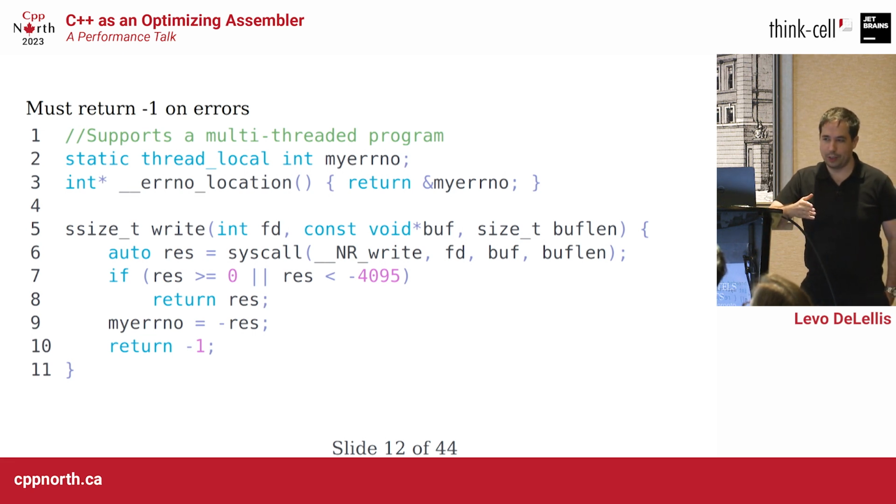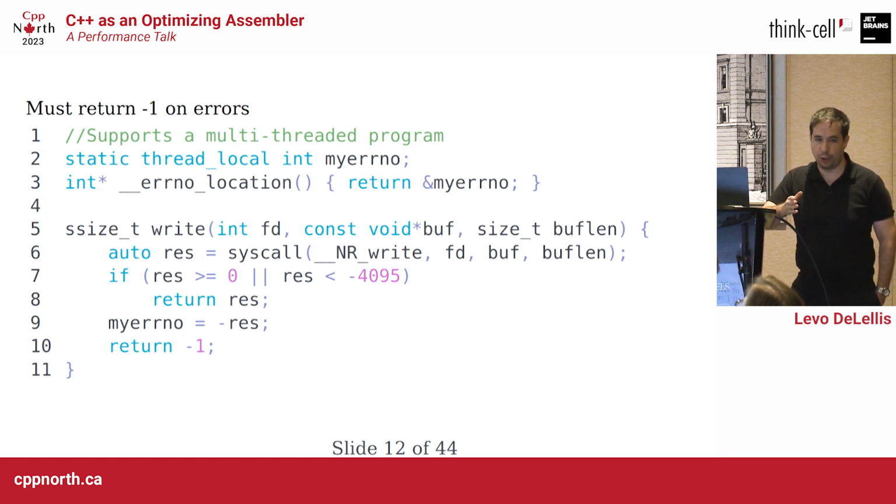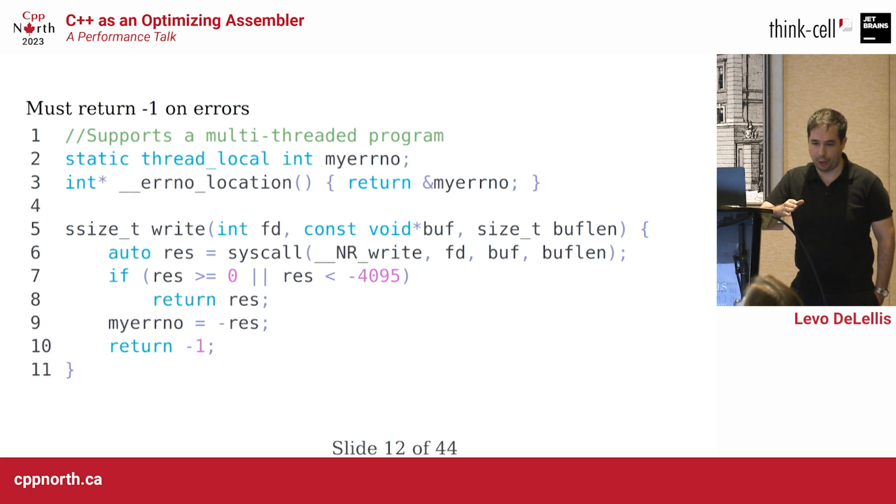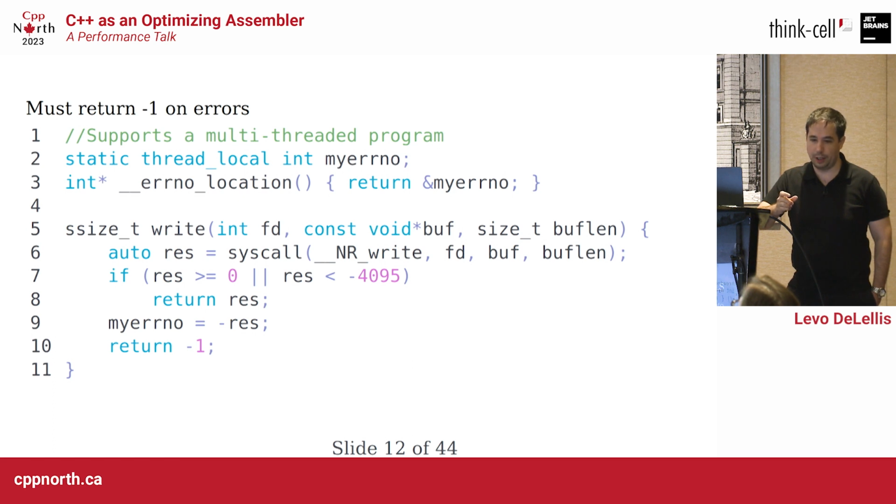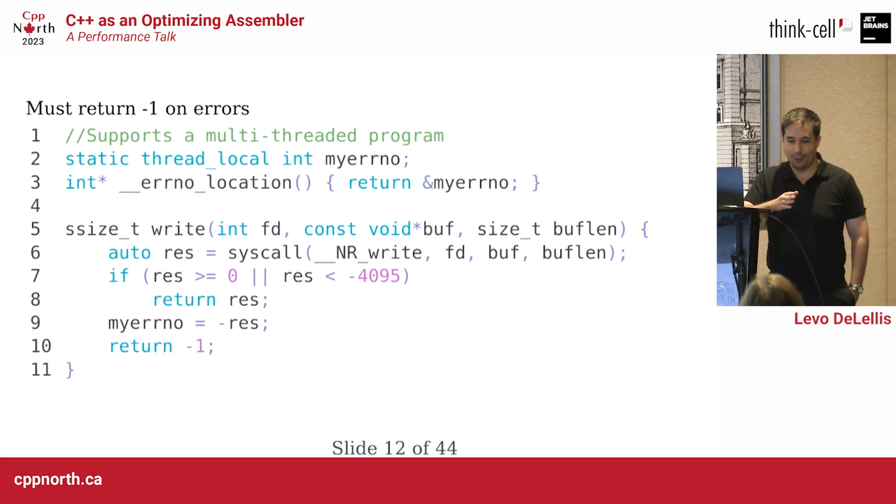Because I wanted to use this with a multi-threaded program, I implemented errno using thread local, as you can see in line 2. The macro uses a function called errno location, so that's line 3. Pretty simple. And line 7 checks if the result is in a valid range. So if it's 0 or higher, it's valid. If it's less than 4095, then it's also in valid range. So I guess the -4K space is reserved for error numbers. So now that we returned -1, we're all good.